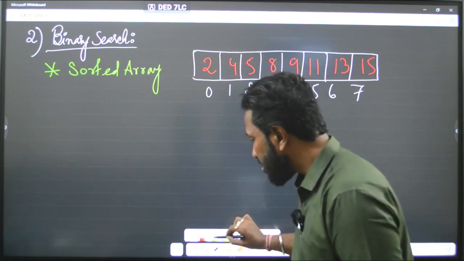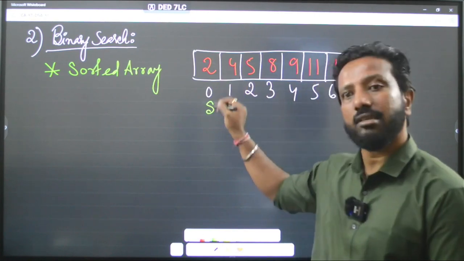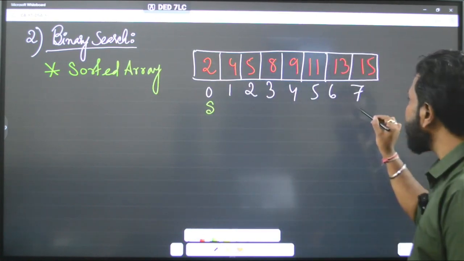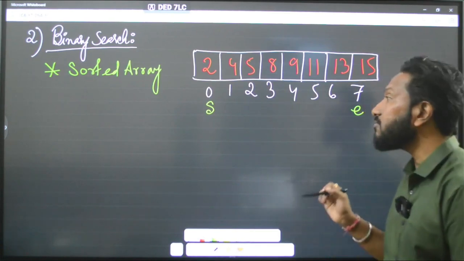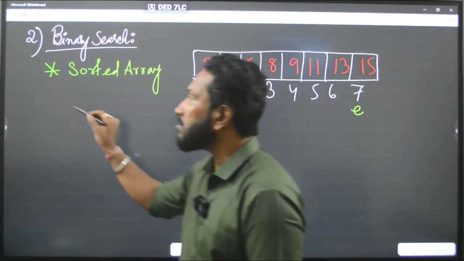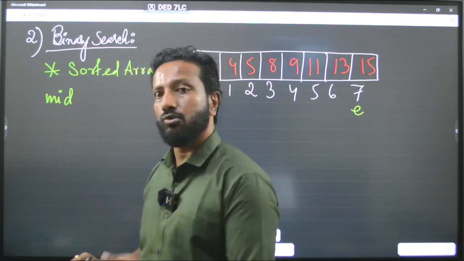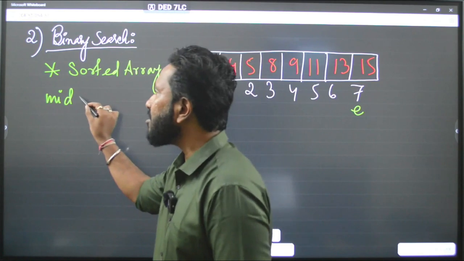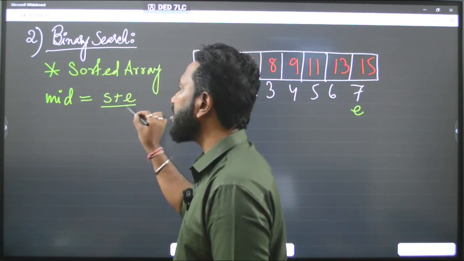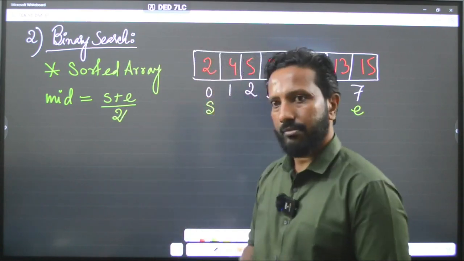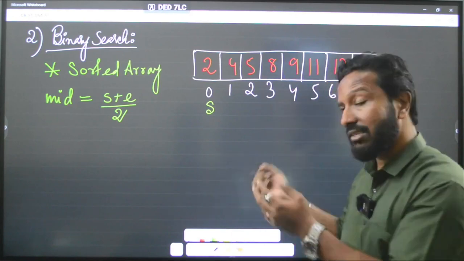You take a start point. The start is the beginning of the array. You take an end point, which is the end of the array, and then you find something called the mid value to break it down into two parts. Okay. So, mid value will be start plus end divided by 2. Fine. And I will take scenarios so that you can understand this efficiently.